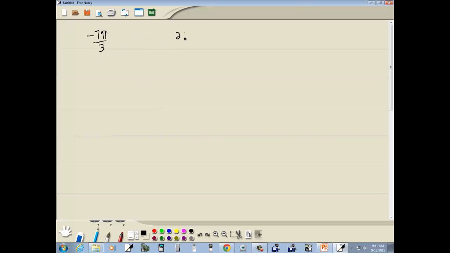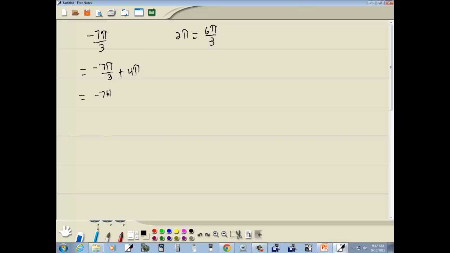Remember, 2 pi is equal to 6 pi over 3, because 6 divided by 3 gives you 2, to get the same denominator. Now, if I add 2 pi or 6 pi over 3, that's not enough. So what I want to do is I want to instead add 4 pi.